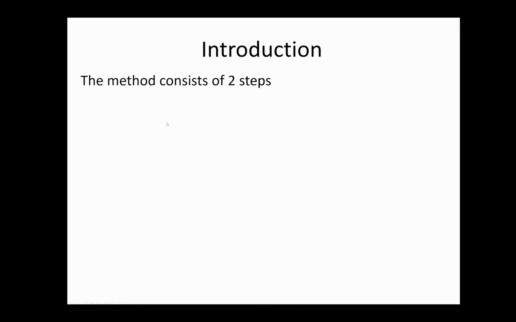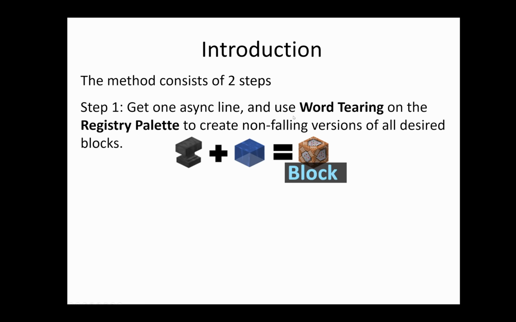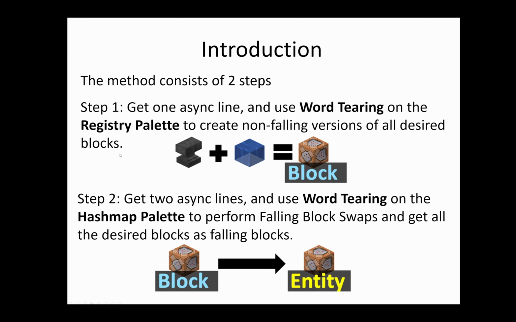So the method of getting these falling blocks consists of two steps. First of all, we will need to use the word tearing glitch I have shown in the past two episodes on the registry palette in order to create non-falling versions of all desired blocks. So for example, command blocks, you usually can't get them in block form, and that is why we need to use the registry palette.